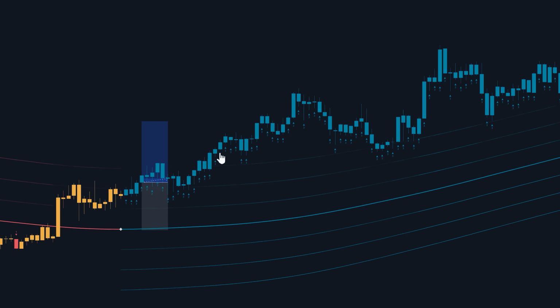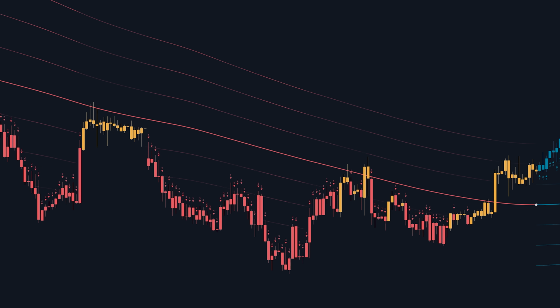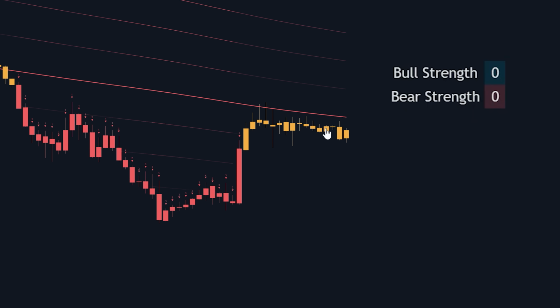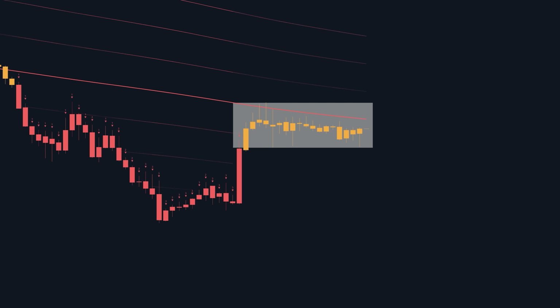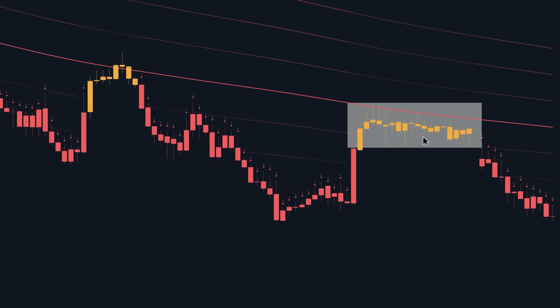And once you see a bunch of 3s, you know you're in a strong trend. This whole system gives you a kind of roadmap for the trend strength. And you can't forget those orange candles. When you see them and when that dashboard in the corner shows a bull strength of 0 and a bear strength of 0, the market is considered to be ranging. This is your cue to maybe stay on the sidelines and wait for a breakout or switch to a range trading strategy instead of trying to force a trend trade that isn't there.